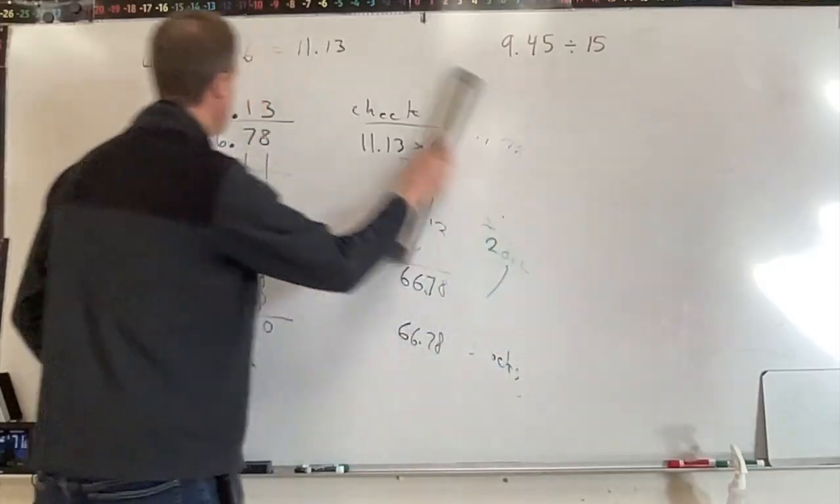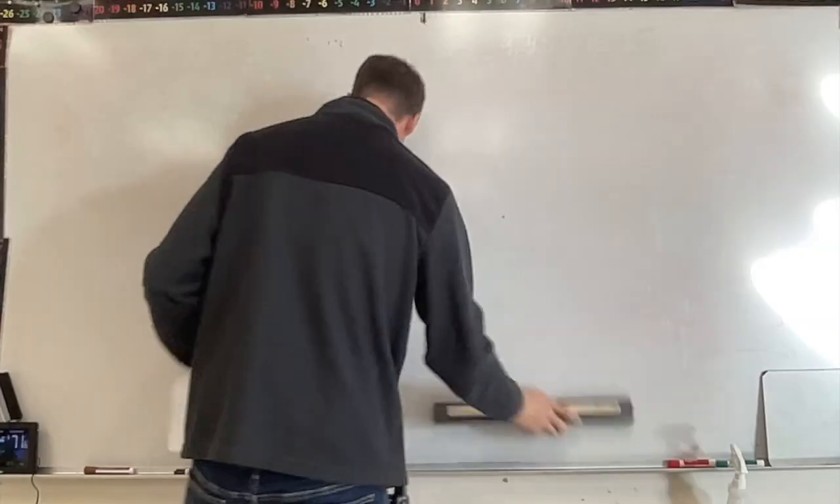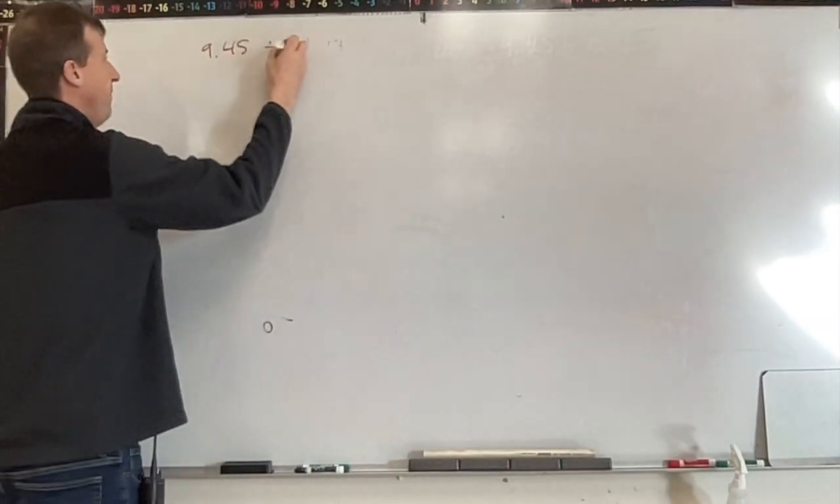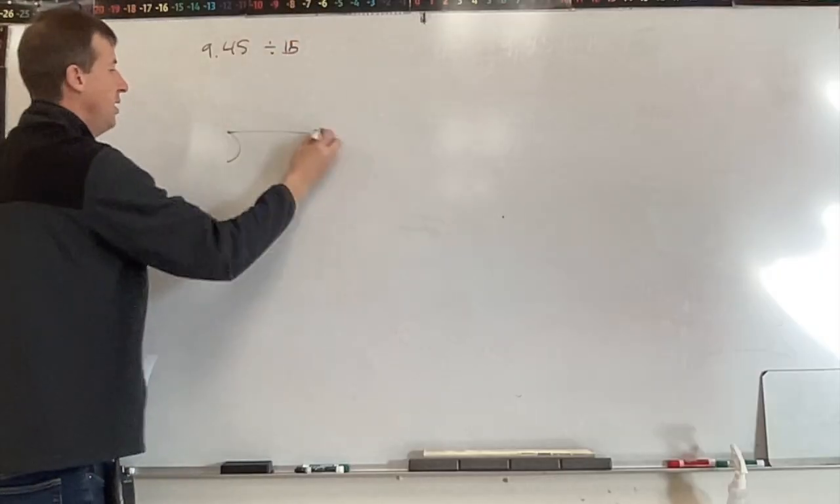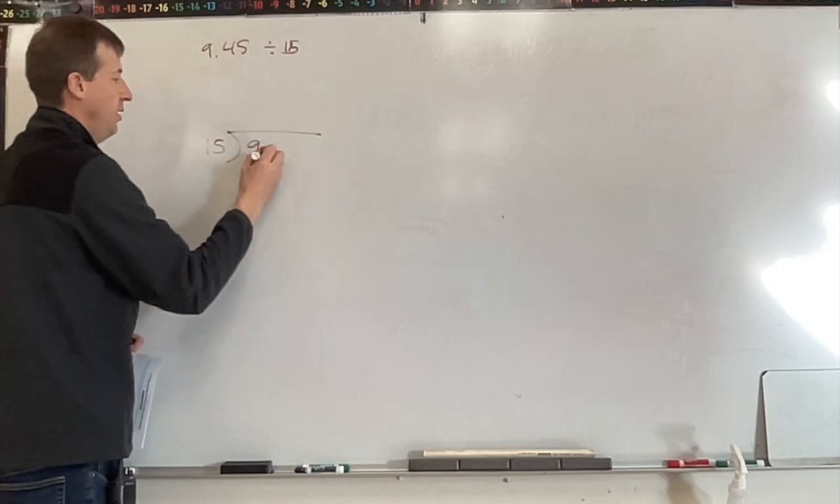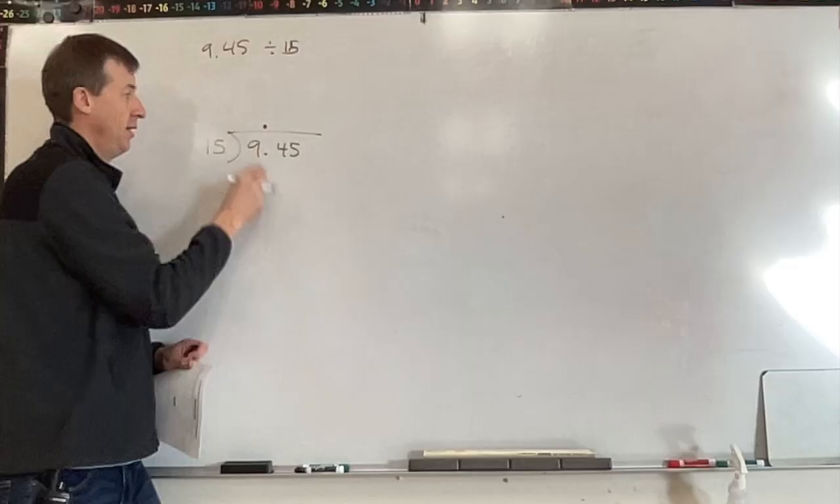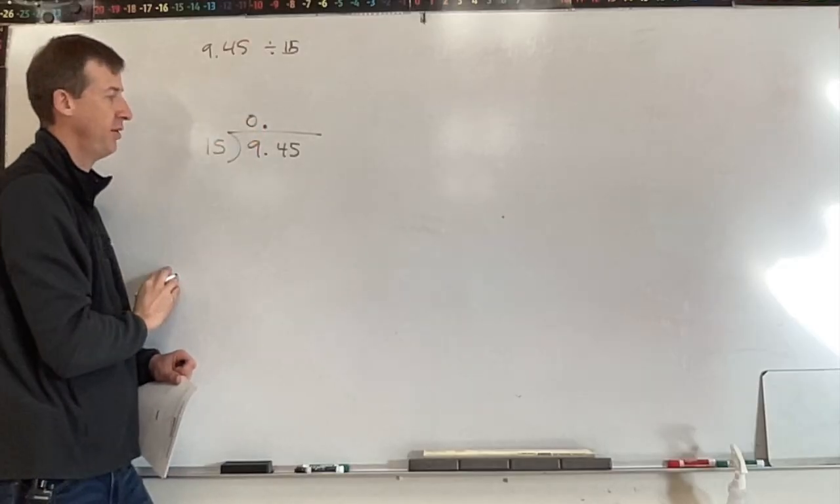All right, I'm going to erase this whole thing so I have room for the next one. 9.45 divided by 15. We're going to set this up the same way. We'll put it in our division sign. So the divisor goes out in front, 9.45 here. I'm just going to move that decimal point up right away. All right. 15 goes into 9 how many times? 0 times. Can't do it there.